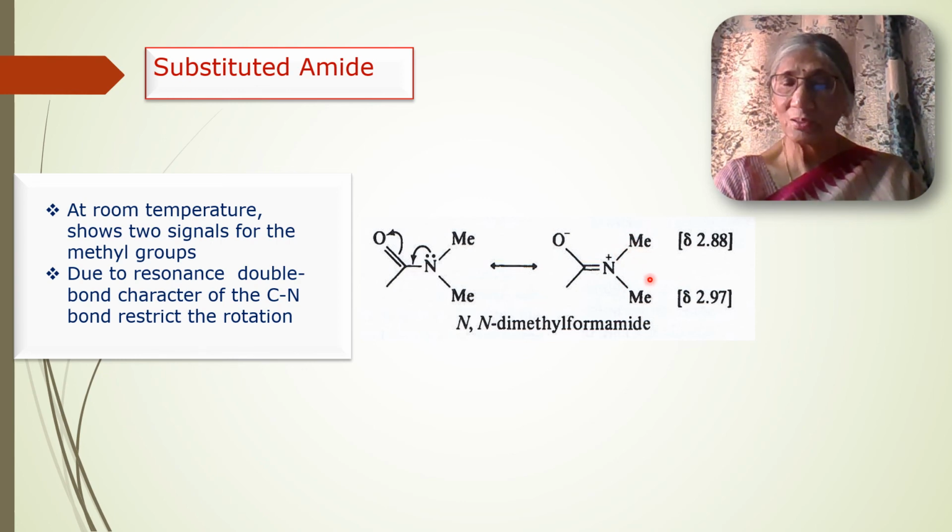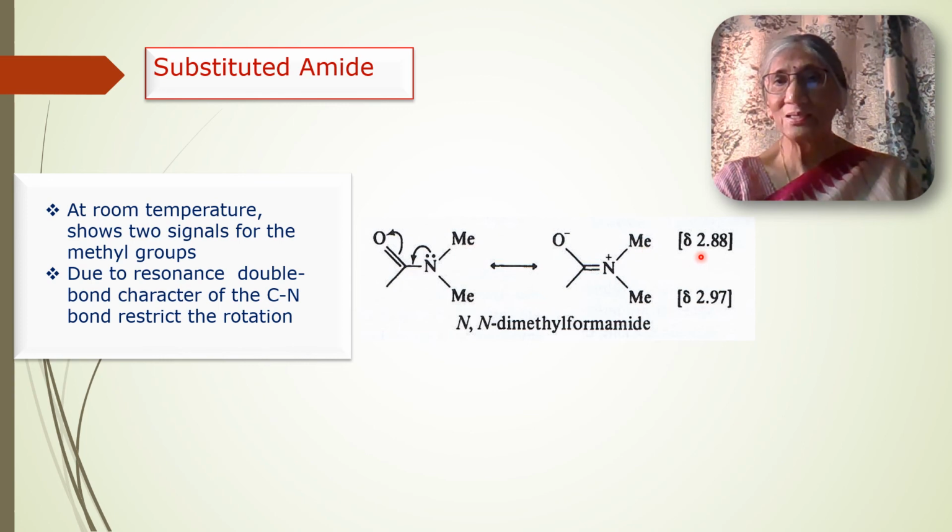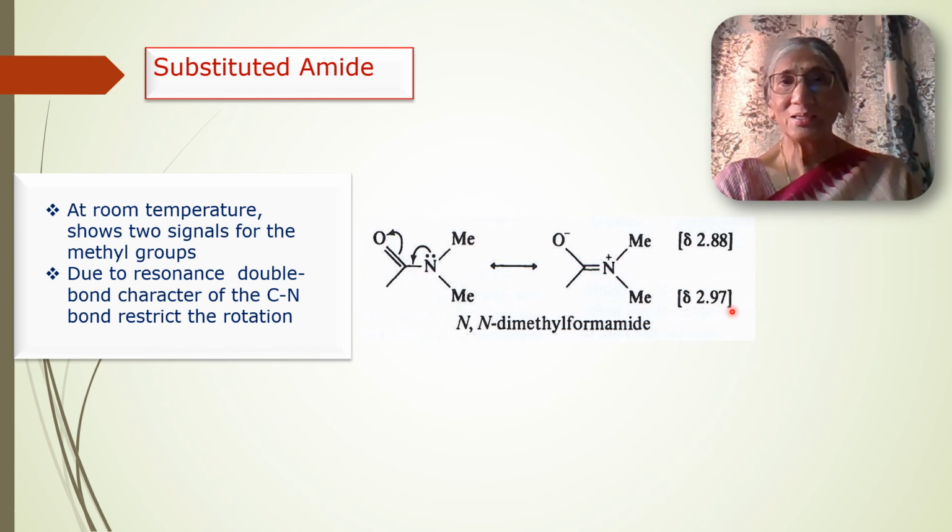The two methyl groups are non-equivalent because one methyl group is present on the side where oxygen is present, and another methyl group is 180 degrees away from the negatively charged oxygen. So one methyl proton shows a signal at 2.88 delta value, and the other methyl proton shows a signal at delta 2.97, and it is because of the restricted rotation at the carbon-nitrogen double bond.